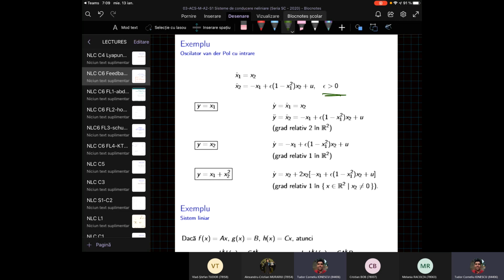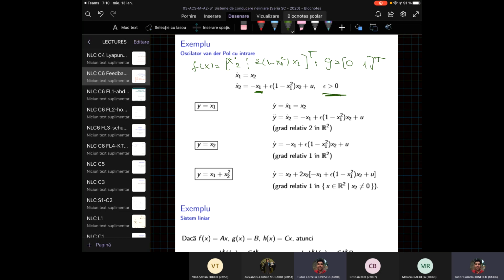What happens if you choose several outputs? This is what this example is illustrating. What happens if you choose different outputs? Choosing, for instance, the output to be the variable x1, so the position. This is a mechanical system. So if you pick the position, y dot is x1 dot, which is x2. So essentially, f(x) is x2 and then epsilon (1 minus x1 squared) x2, and g is the constant (0, 1) transpose.